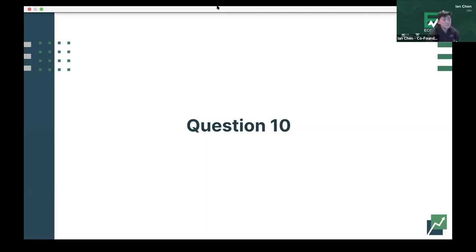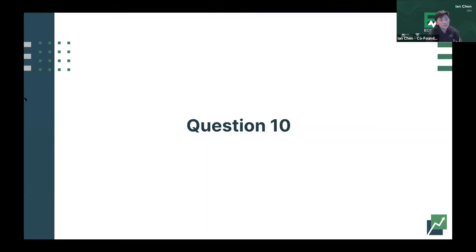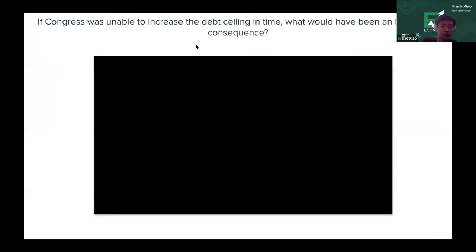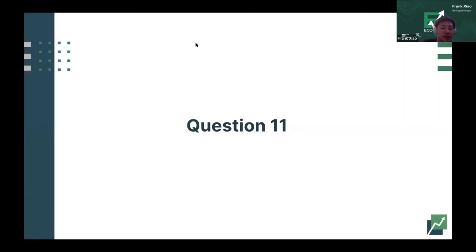Question 10. If Congress was unable to increase the debt ceiling in time, what would have been an immediate consequence? Chirag. The United States would default on its debt. That is correct. 3 points will be awarded to Team 67. We will now be moving on to the next question.